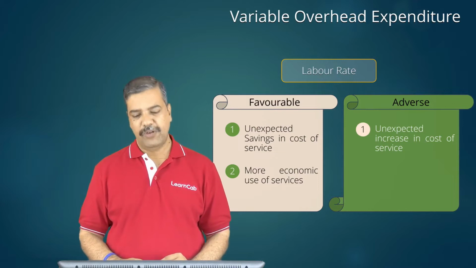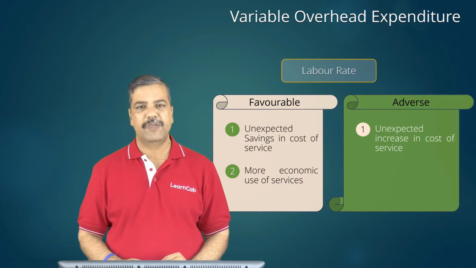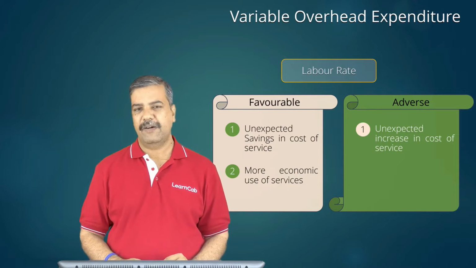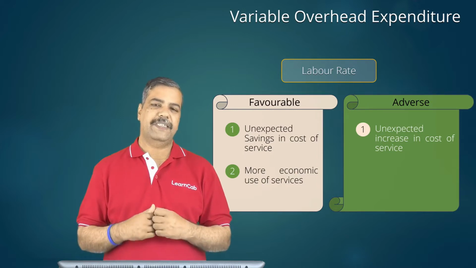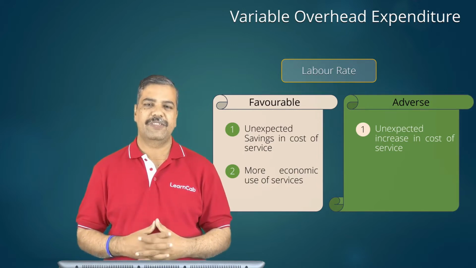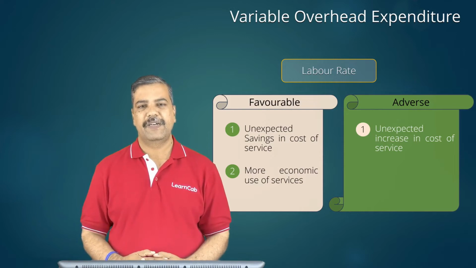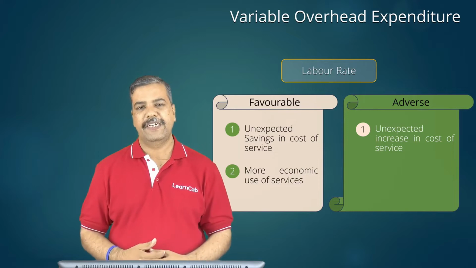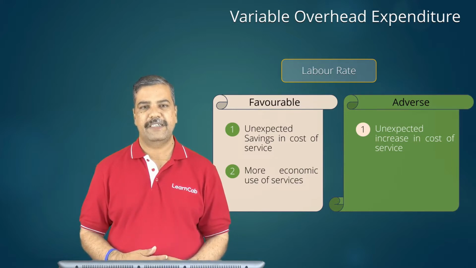So here, more economic use of services. Economy means how optimally the services have been used. How maximally you can use them at an optimum level. So if you have used your resources at that capacity level, then definitely that will result in more benefit and less cost. That is what this particular thing indicates in favorable.